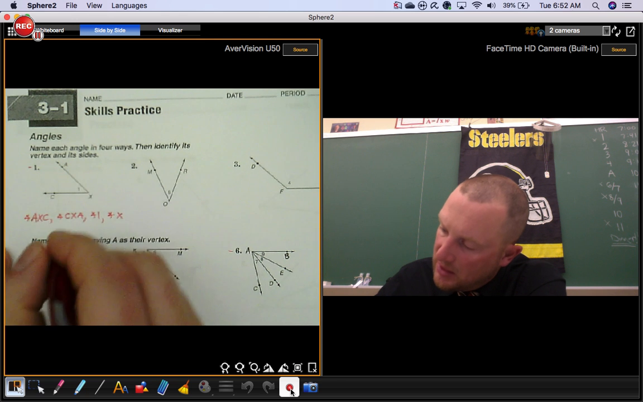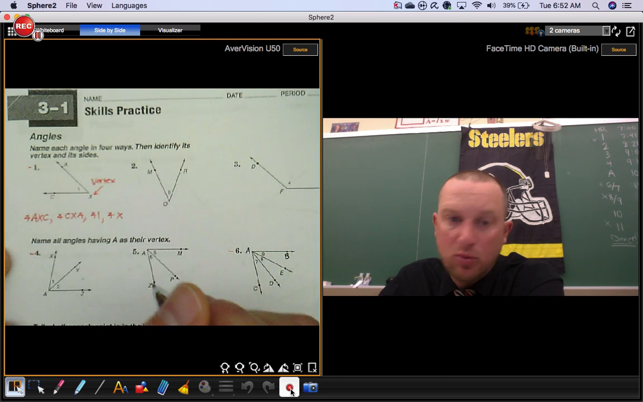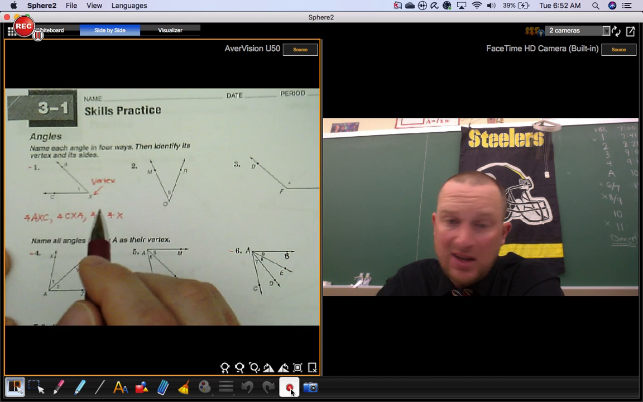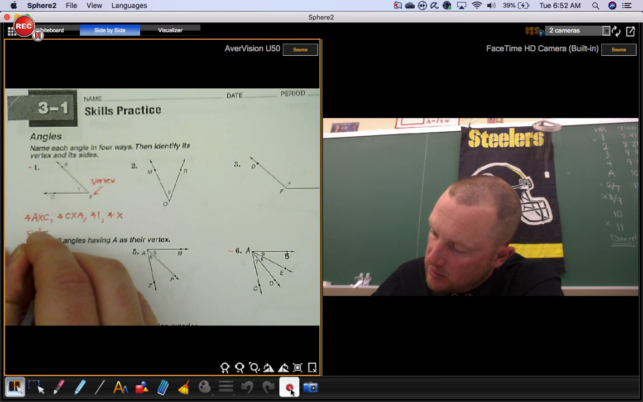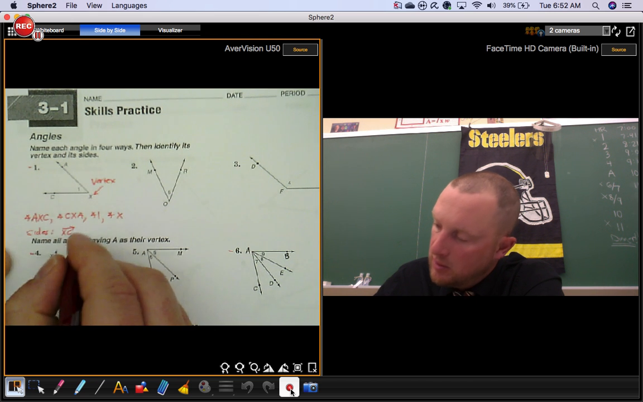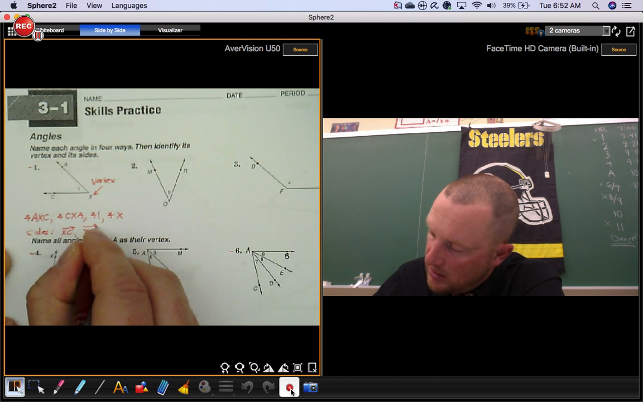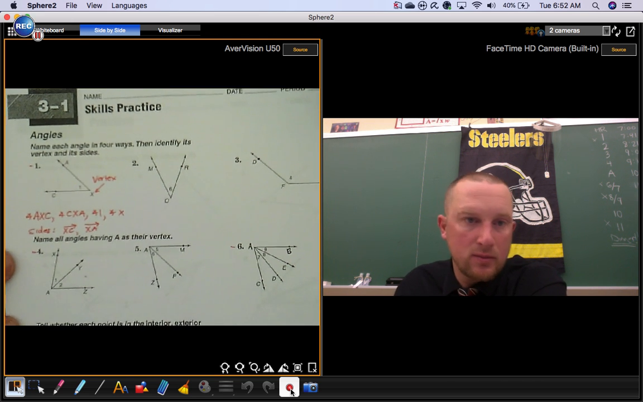Now the vertex is point X. And the sides of the angle would just be these rays. So the sides would be ray XC and ray XA, starting with that letter X, because it's the vertex.